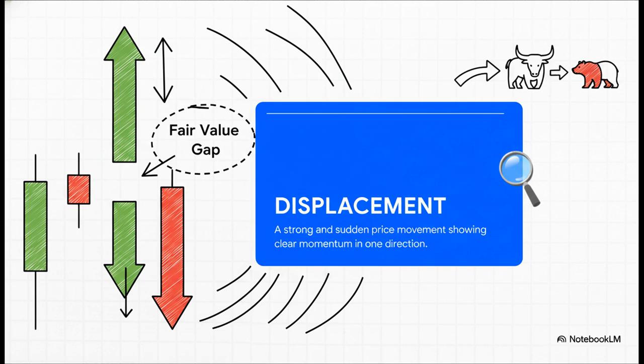Next on our list is displacement. Now, this isn't just any price move. We're talking about a powerful, sudden, really energetic shift. You'll see it on the chart as a series of big, full-bodied candles all rocketing in one direction. This is a huge signal that one side of the market has just taken complete, aggressive control. And crucially, this kind of move almost always leaves behind a little void in the market called a fair value gap, which is super important, and we'll come back to it.